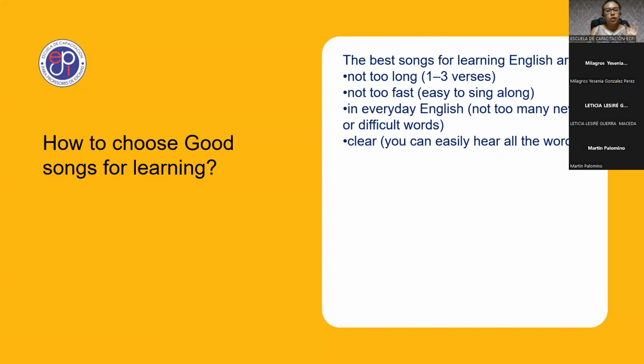Try to choose just songs that are from 1 to 3 verses long. Not too fast, not too fast. For that reason, if you are going to choose a hip hop or a rap, just be sure that all your students like this kind of music. For that reason too, it can be preferable that you select ballads because they are easier to understand.